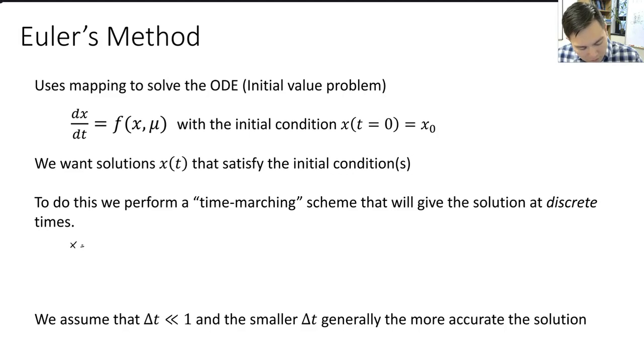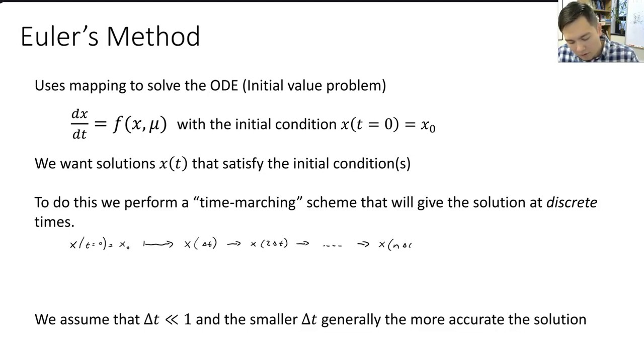x at t equals 0, obviously, will be your initial condition. And we're going to use that to map forward to x at time delta t, which will be our first value after performing one map using the input information at x naught. We'll use that to map forward to our next time step, x at 2 delta t, and continue this on, so on and so forth, for x of n delta t.